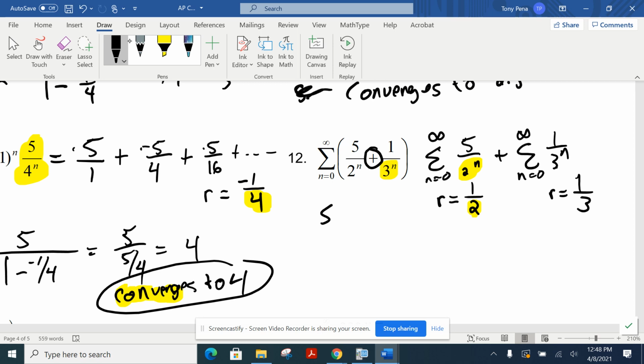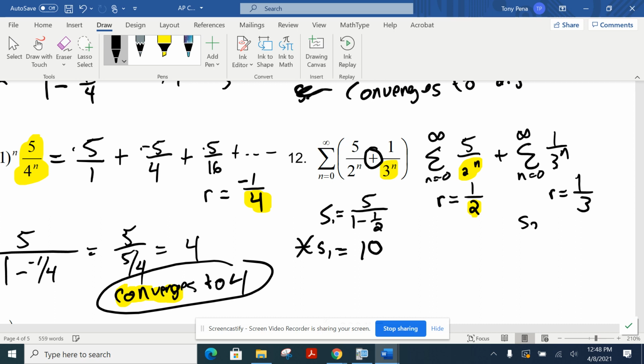So these should both converge. So for the first one, the sum of that first one, hopefully we can do this in our head. If n is a 0, I would just get 5 over 1. So that first term is a 1. And then I would do 1 over 1/2. So the sum of the first one was what, 10? So that one converges to 10.